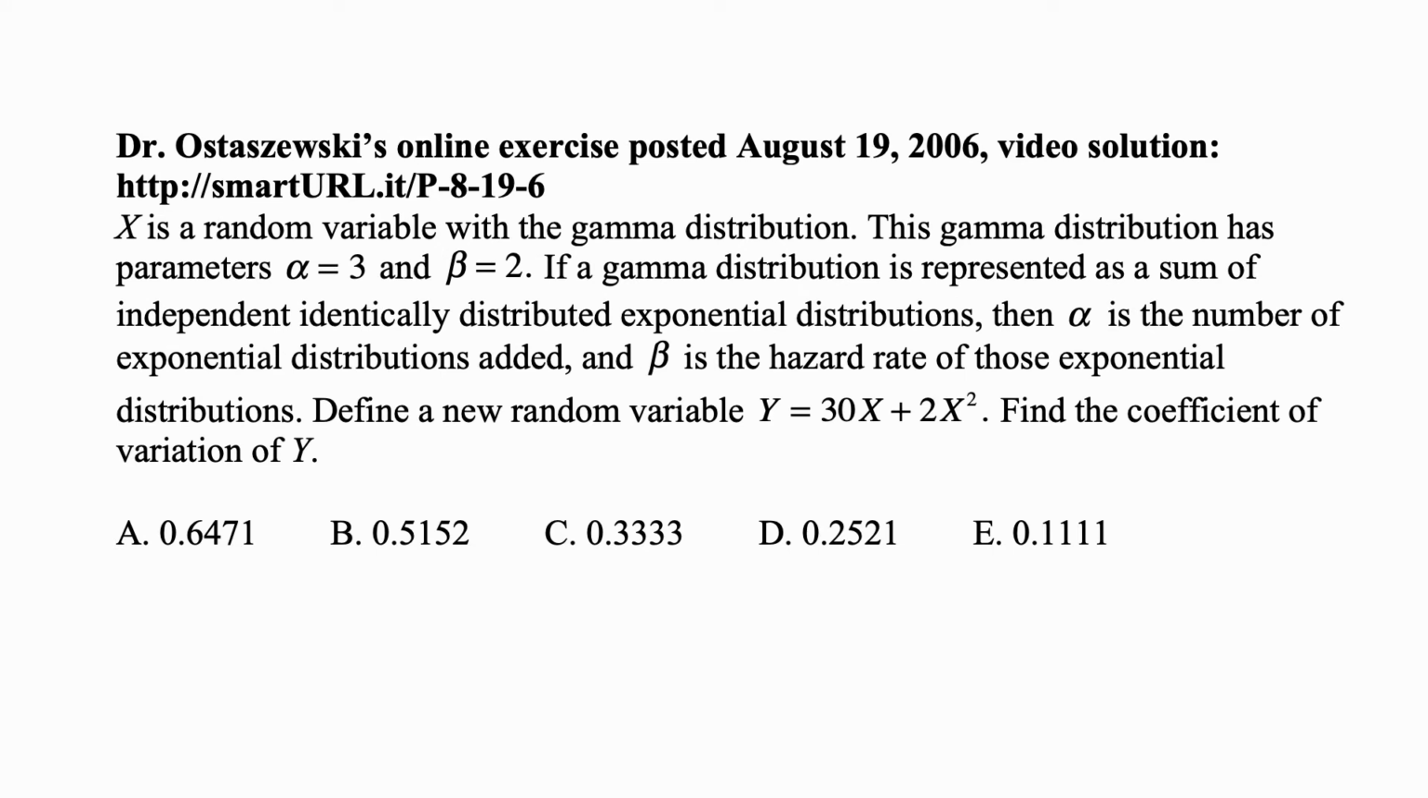Here's a problem for today for exam P. X is a random variable with a gamma distribution. The gamma distribution has parameters alpha equal to 3 and beta equal to 2. If a gamma distribution is represented as a sum of independent, identically distributed exponential distributions, then alpha is the number of exponential distributions added, and beta is the hazard rate of those exponential distributions. For the new random variable Y equals 30X plus 2X squared, find the coefficient of variation of Y.